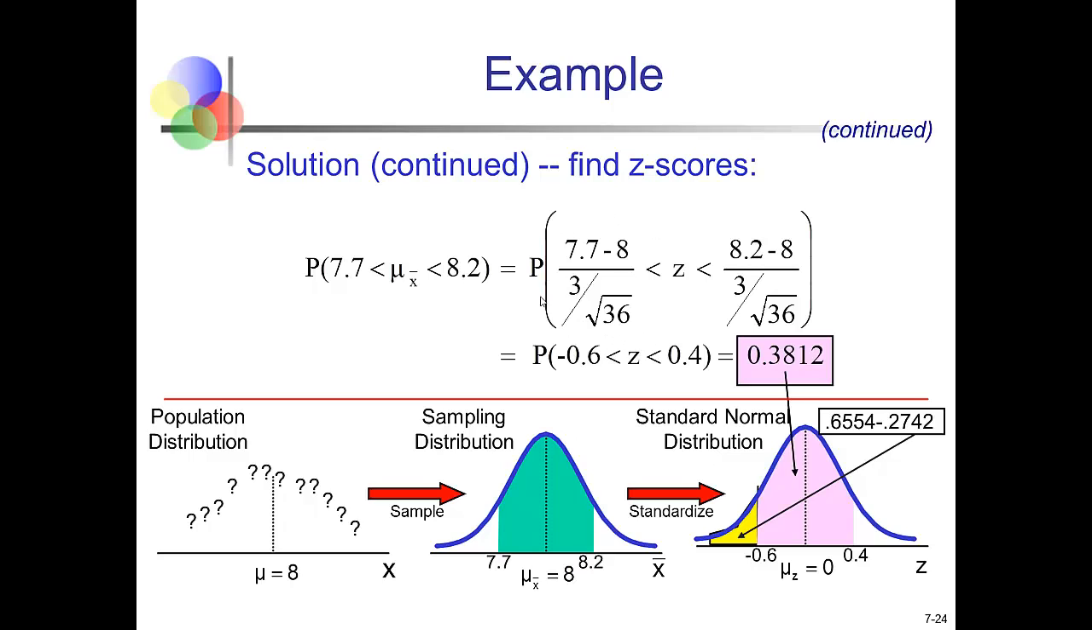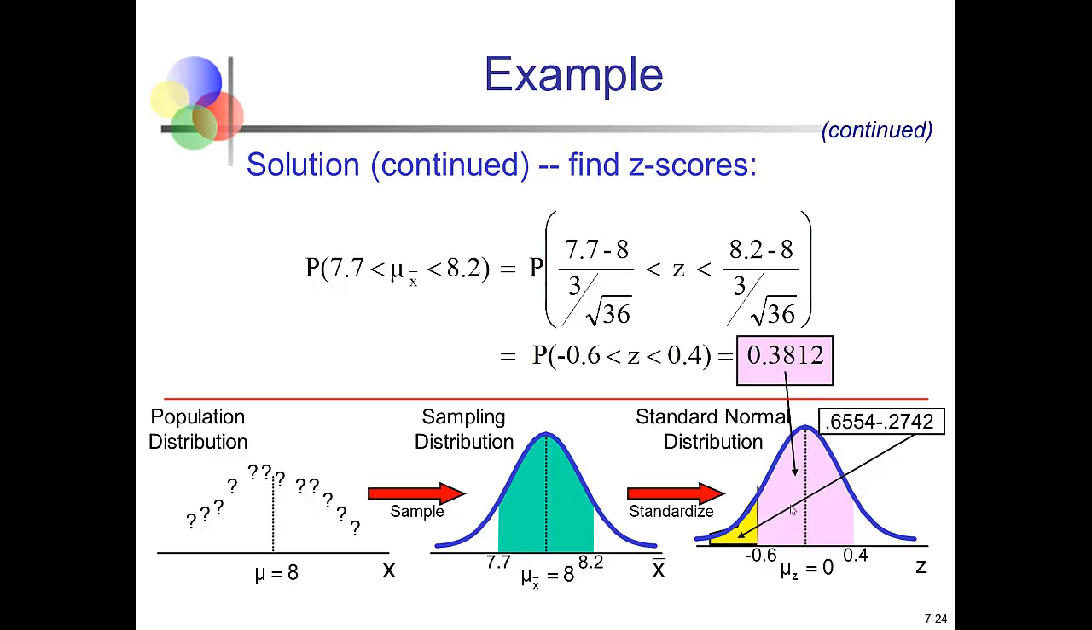We could also convert these into z-scores. That 7.7 is a z-score of minus 0.6. The 8.2 is a z-score of 0.4. And we could use the z-table to help us find those probabilities. So the probability of being less than or equal to 0.4 is 0.6554. The probability of being less than or equal to negative 0.6 is 0.2742.